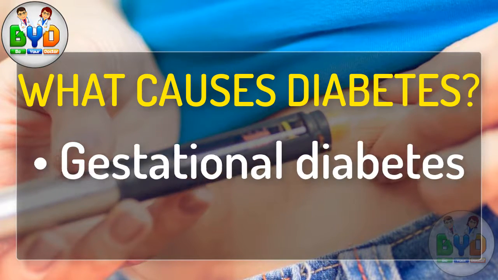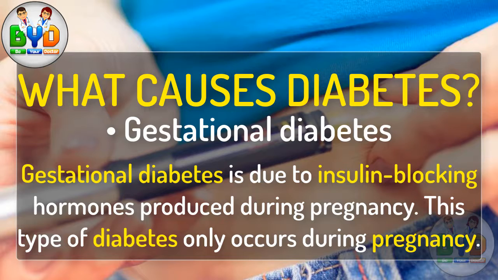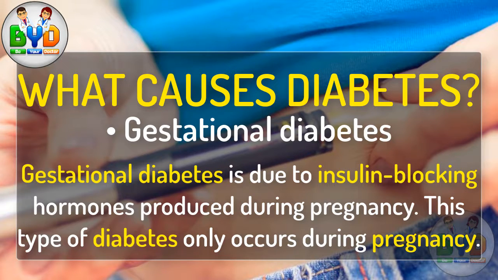Gestational diabetes. Gestational diabetes is due to insulin-blocking hormones produced during pregnancy. This type of diabetes only occurs during pregnancy.